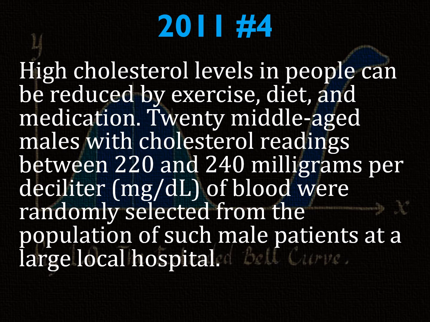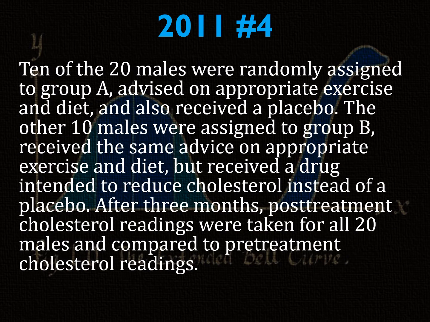High cholesterol levels in people can be reduced by exercise, diet, and medication. 20 middle-aged males with cholesterol readings between 220 and 240 milligrams per deciliter of blood were randomly selected from the population of such male patients at a large local hospital. 10 of the 20 males were randomly assigned to Group A, advised on appropriate exercise and diet, and also received a placebo. The other 10 males were assigned to Group B, received the same advice on appropriate exercise and diet, but received a drug intended to reduce cholesterol instead of a placebo.